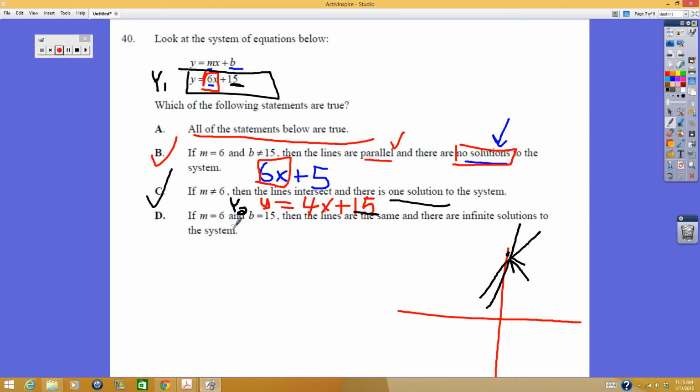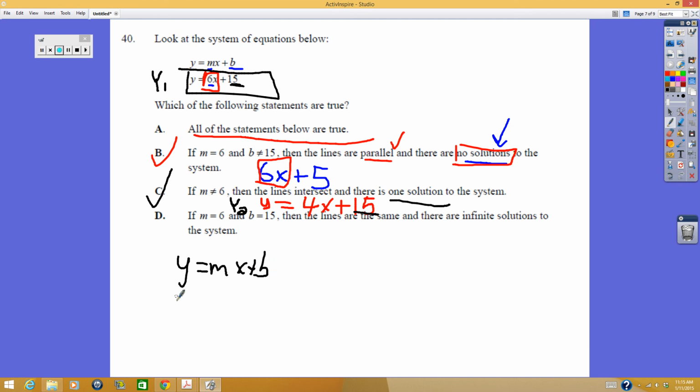Alright, the last one says if M equals 6 and B equals 15, the lines are going to be the same, and there's an infinite number of solutions to the system. So for this top one, instead of y equals mx plus b, they're telling you that M is 6, right? Keep the x. And B is 15. That's the exact same thing as this line that they gave you, right?